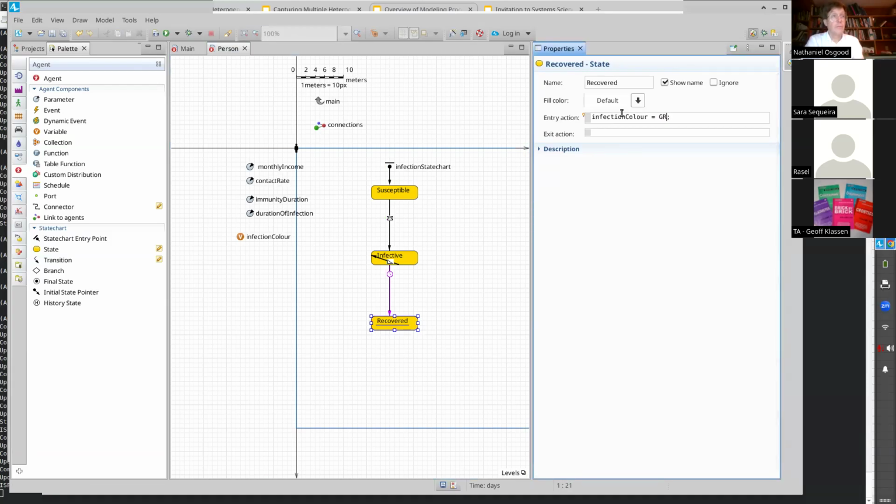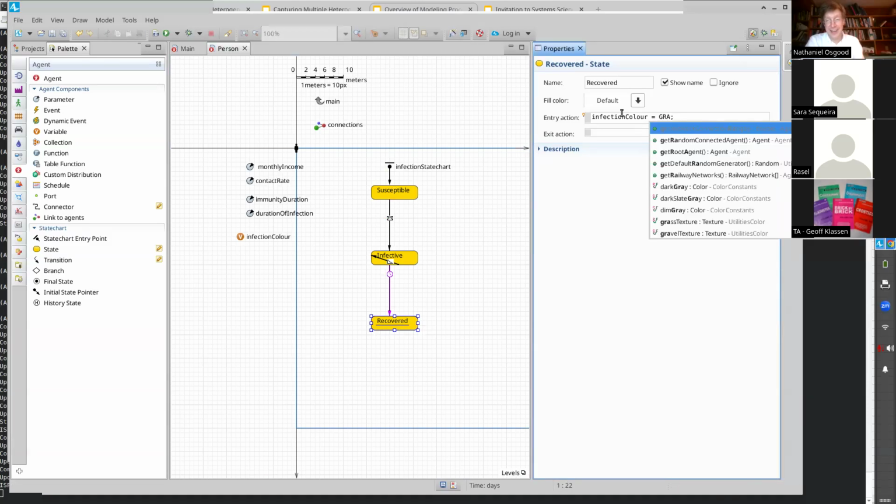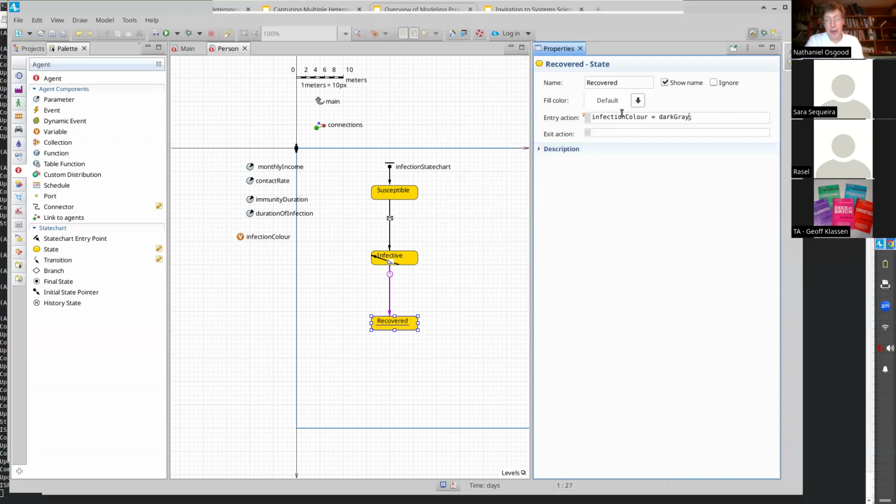gray. Is it with Y or E? Is it Y? Yes, gray. Okay, gray. Okay, so I'm setting it for each of these. Here, green. Here, red. Here, gray. Good.